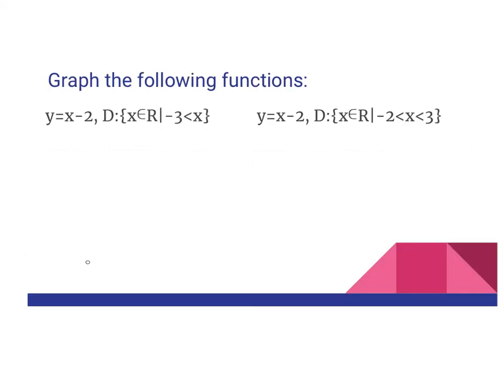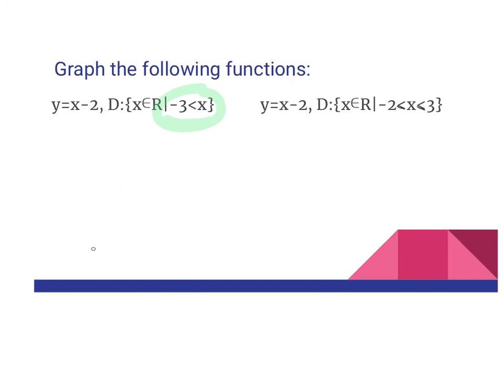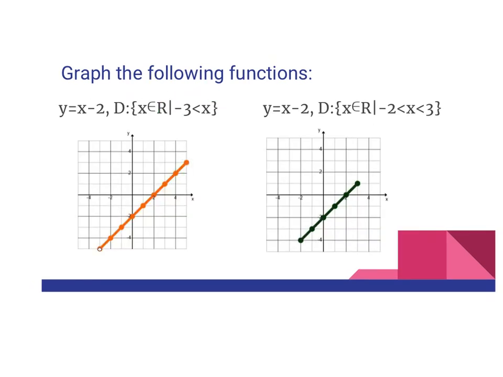These functions, you have been given a specific restriction. So I've got y equals x minus 2, but -3 is less than x, right? So this means that x is always going to be greater than -3, but it's not actually going to touch -3. And this second set of restrictions, I have -2 is less than or equal to x is less than or equal to 3. So it will touch -2 and 3, but only go between those two numbers.